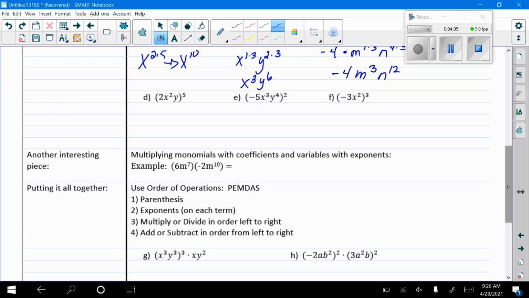Underneath that, again, I've got this power outside. We have to distribute it to everything on the inside. So I'm going to have 2 to the 1 times 5, x to the 2 times 5, and y to the 1 times 5.